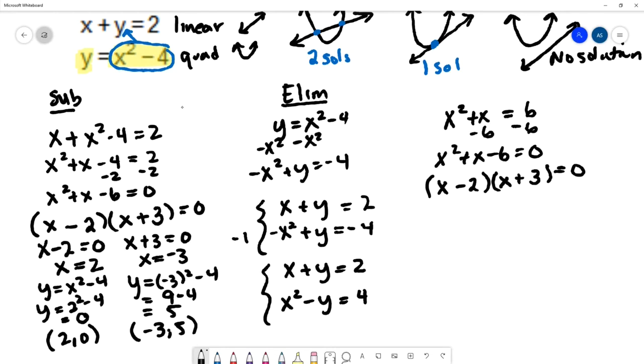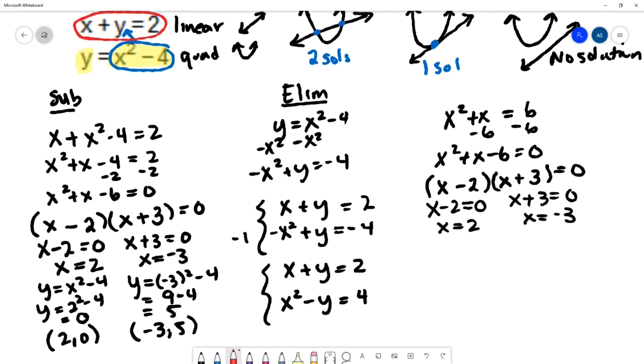And I'm going to set each factor equal to 0. X minus 2 equals 0. X plus 3 equals 0. We get x equals 2. X equals -3. We're going to substitute back in. This time, let's use the other equation. Okay, so I'll use this equation to substitute back into.